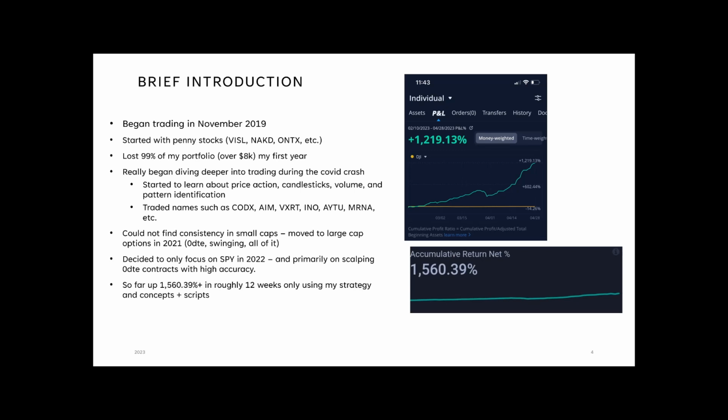But like I said, I started in November 2019. I did not know what I was doing at all. I would go on StockTwits and pull up some charts that were trending, and then I would just buy them when they were green. And then when they would go down a little bit, I would panic and sell them. So I was just selling at losses over and over again. And I lost 99% of my portfolio my first year.